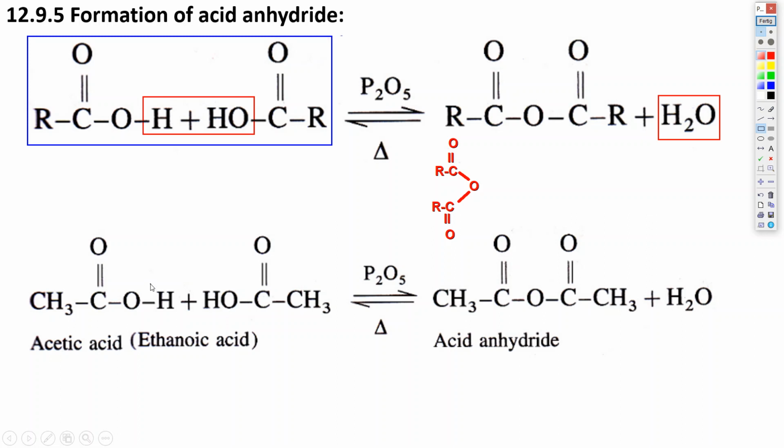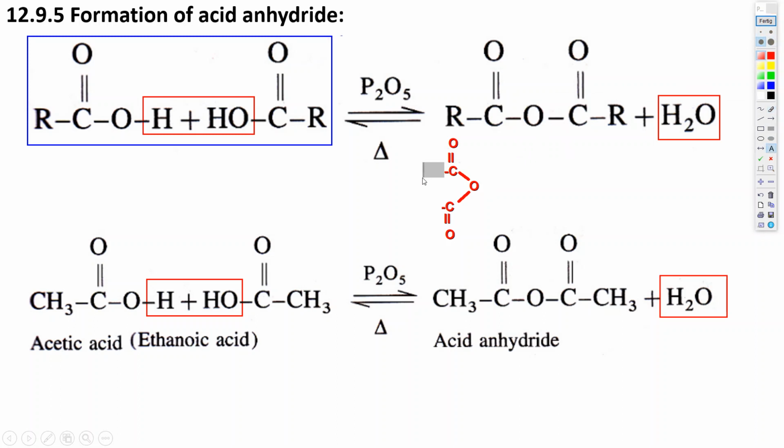Now the minor product is like this. What is the minor product? Minor product is H2O. So write down first the minor product H2O, and the remaining major product CH3 C double bond O, O C double bond O, CH3, acid anhydride. Instead of this R, I can write here this CH3 group. This is the structure.